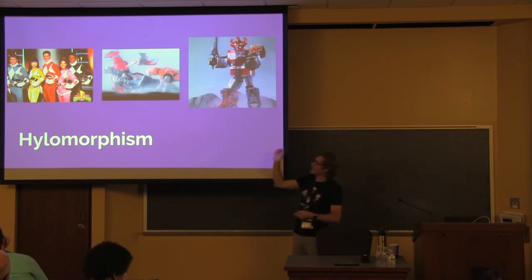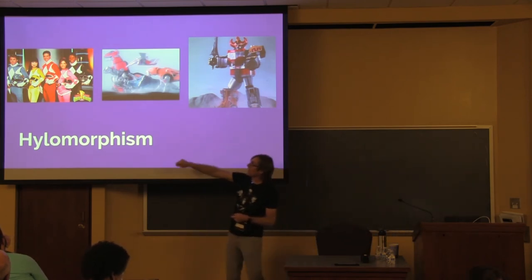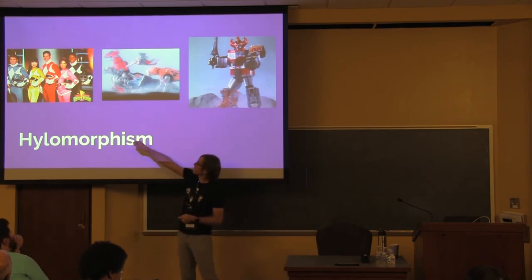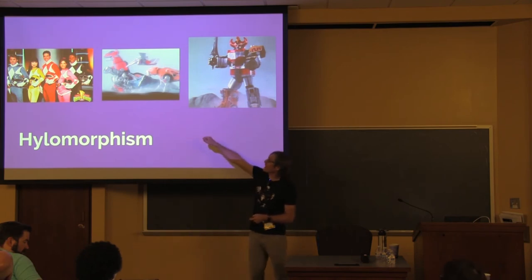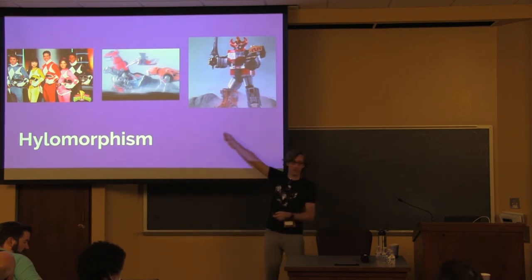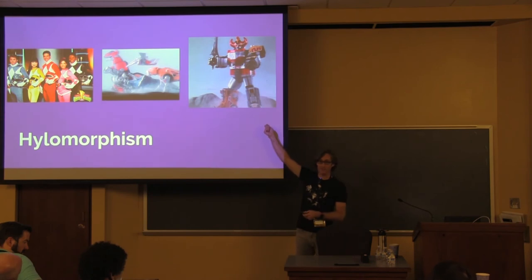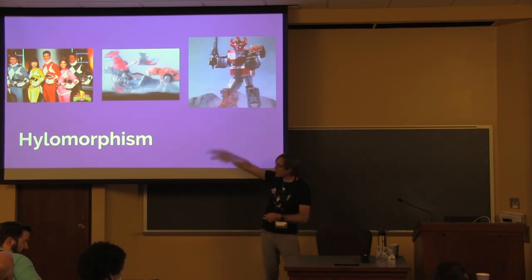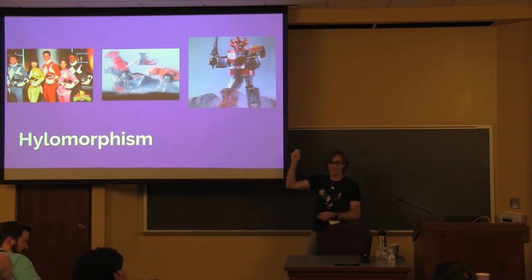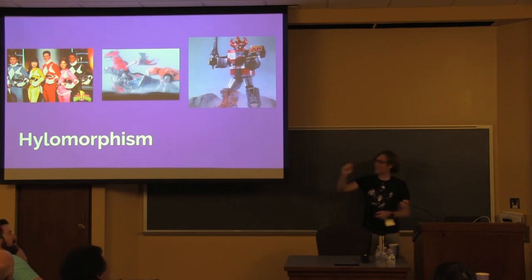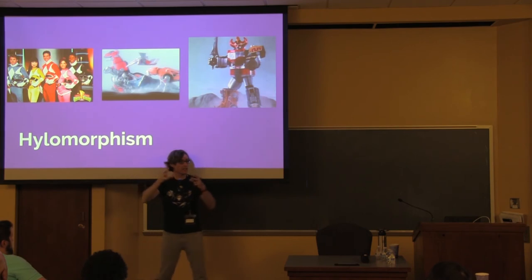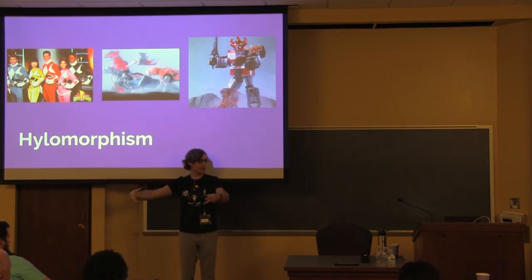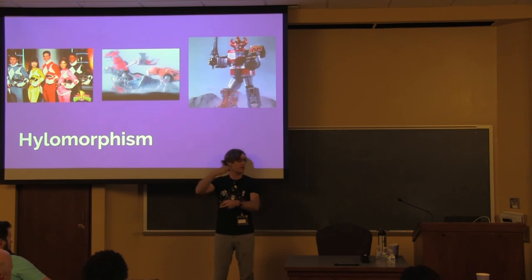So, hylomorphism. A hylomorphism is an anamorphism, where we turned all the Rangers into their Zords, followed by a catamorphism, which took all the Zords and joined them together into a Megazord. So a hylomorphism is an anamorphism followed by a catamorphism. Does that make sense? So this step to this step is anamorphism. We've taken a thing, the Power Rangers, and turned them into individual Power Rangers in their Zords.